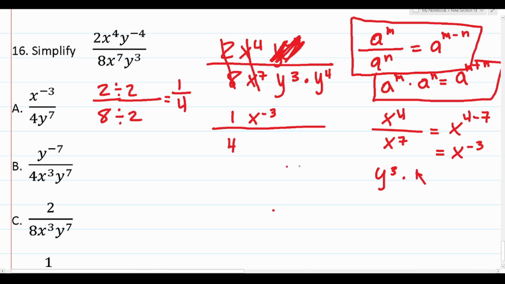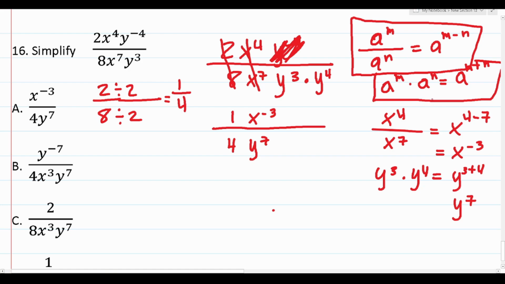My pen's not working, come on. So we have y to the 3rd times y to the 4th. According to the product rule, we simply add the exponents, so this becomes y to the 3 plus 4, which is y to the 7th. And we know that these are in the denominator, so we're going to leave them as is. So this is y to the 7th. Let me fix that. My pen is starting to act up a little bit. Y to the 7th. Okay, so we're almost done.